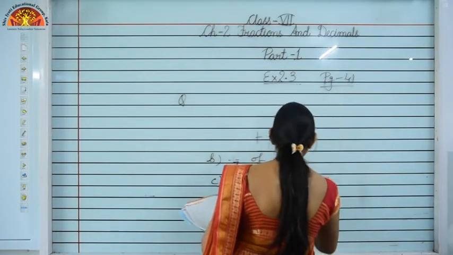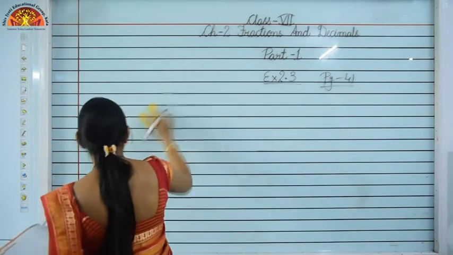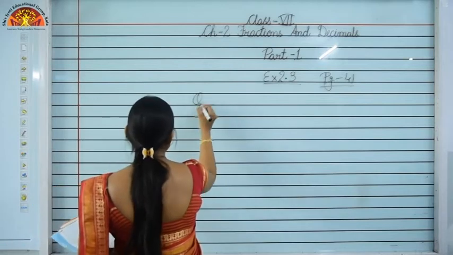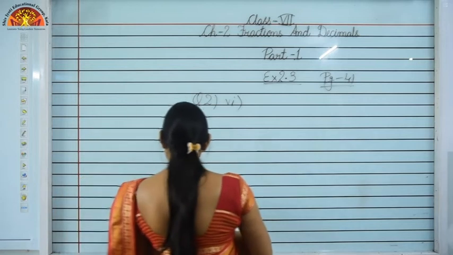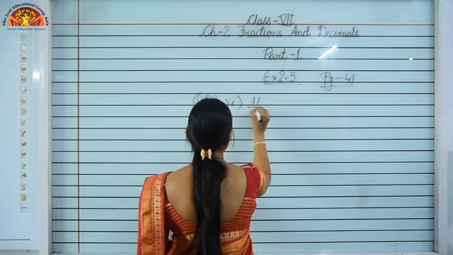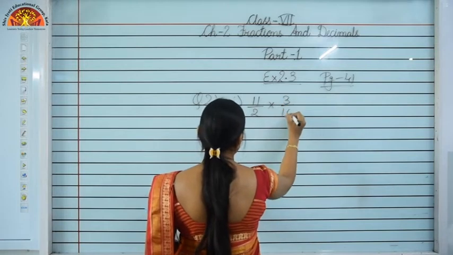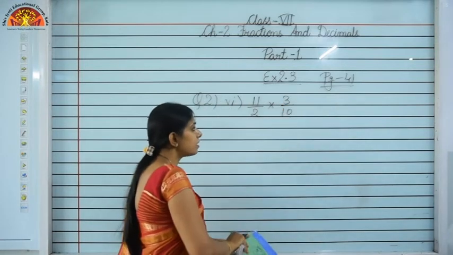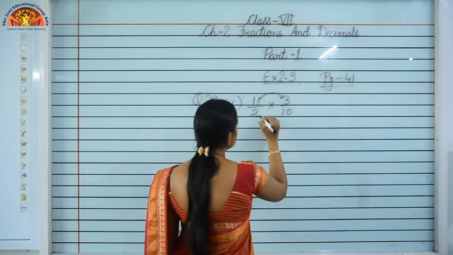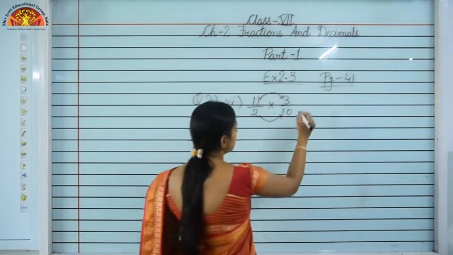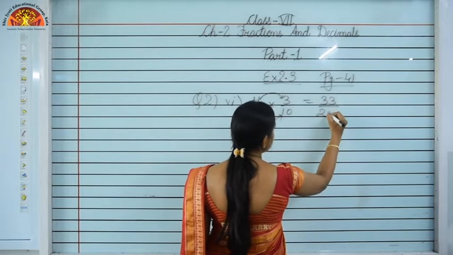Go through the question, children. Question number 2, sixth part, that is 11 upon 2 into 3 upon 10. We can see, children, here that we can't simplify this fraction further. So, we will just do the multiplication of numerator into numerator and denominator into denominator. So, 11 3s are 33 and 2 10s are 20.